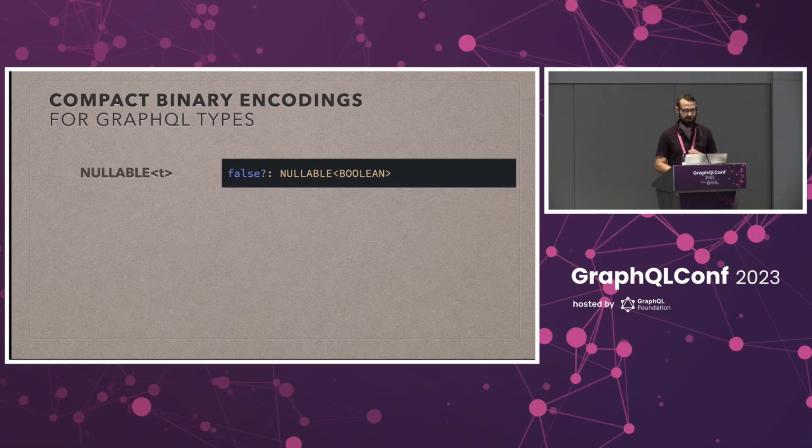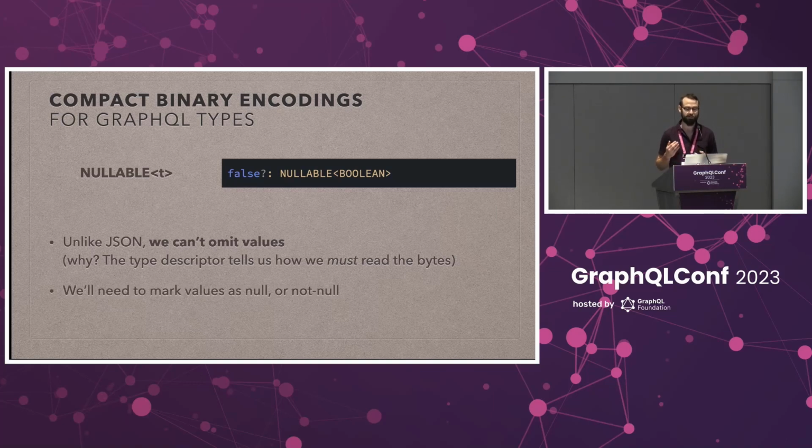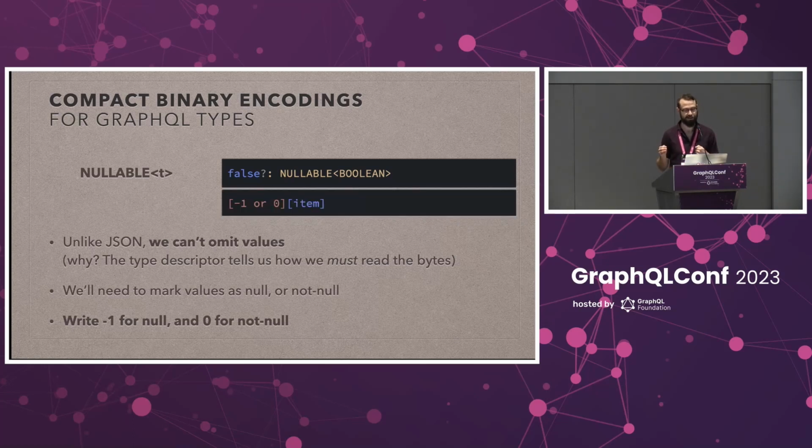Nullables are another case we need to handle, but unlike JSON, we can't actually omit values. So we'll need to explicitly mark values as either null or non-null. So we're going to do something a little bit strange. We'll use the number -1 for null and 0 for not null. In this scheme, this still adds a single byte of overhead to each nullable item that's present. There's a trick we can use to avoid this in most cases, and that's actually why that number is negative, but unfortunately we don't have time to fully dig into that today. So that'll look like this, 0, -1 followed by the item if it's present.